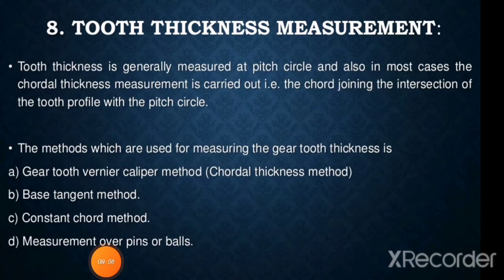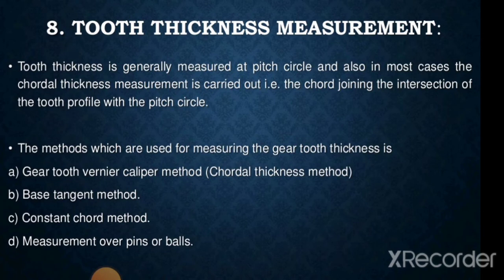Now we will move towards tooth thickness measurement. Tooth thickness can be defined as a length of arc. It cannot be measured directly. It is generally measured at the pitch circle, so we obtain the pitch line thickness of the tooth. In most common cases, it is sufficient to measure the chordal thickness. What is chordal thickness? It is the chord joining the intersection of the tooth profile with the pitch circle.